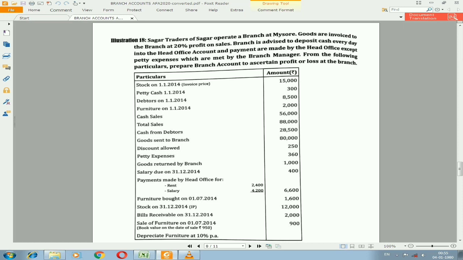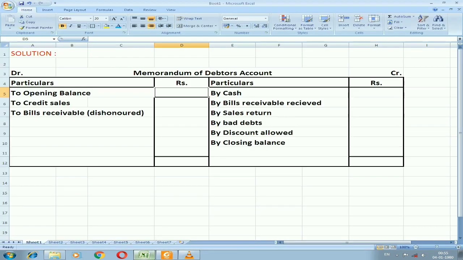First, you can see the opening balance of debtors will come under the memorandum debtors account. Then we have credit sales, which we are supposed to take by deducting total sales minus cash sales. Then cash from debtors we are supposed to take, and then discount allowed will come under that. Apart from that, we have bills receivable. Bills receivable is also related to debtors, so we are going to take it under the memorandum debtors account.